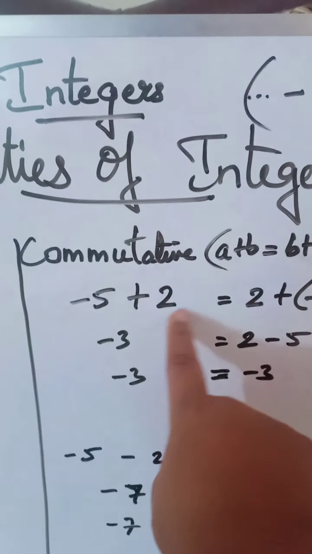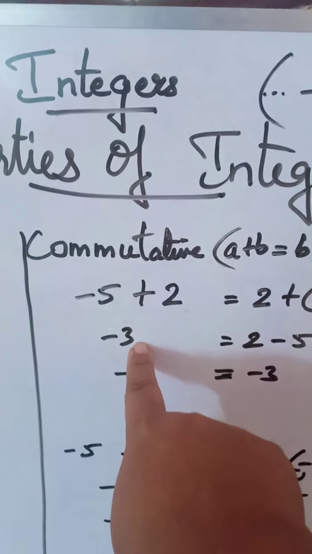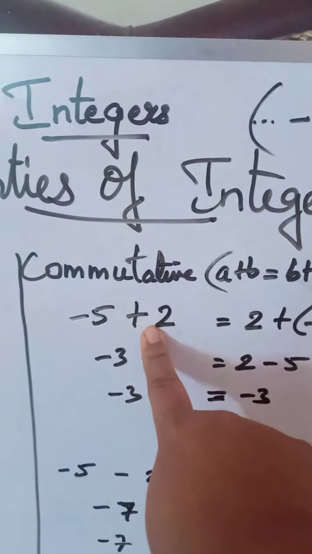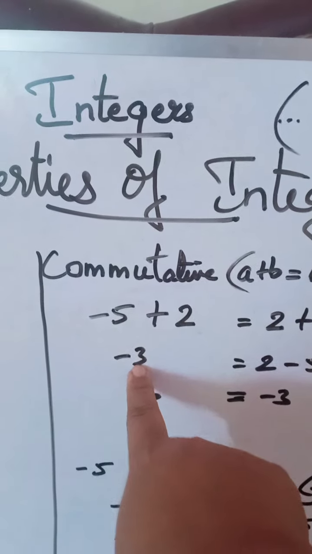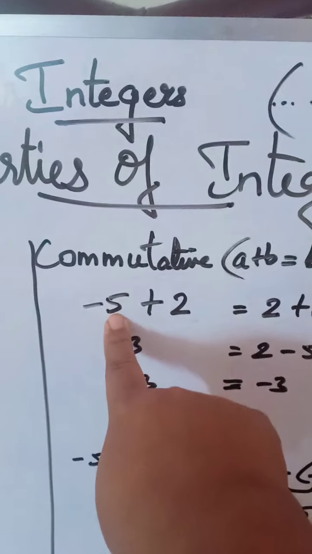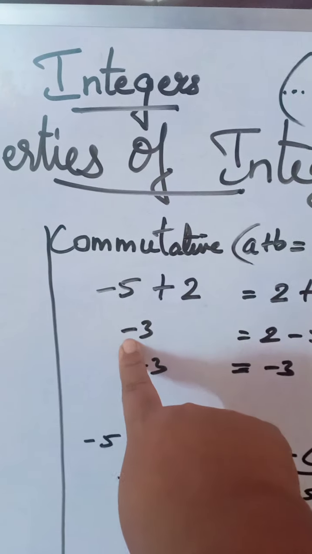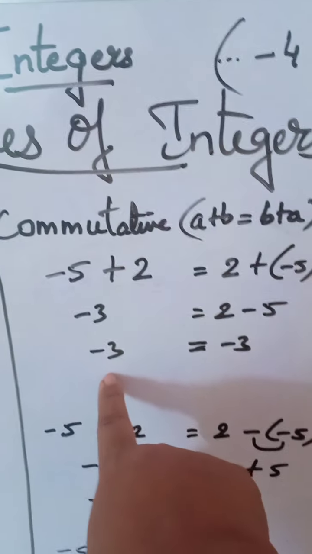So minus 5 plus 2 is equal to minus 3, because you have one negative and one positive. So you have to subtract and write. 5 minus 2 is 3. 5 is the greatest number, so put the sign of the greatest number. Then you will get the answer as minus 3.